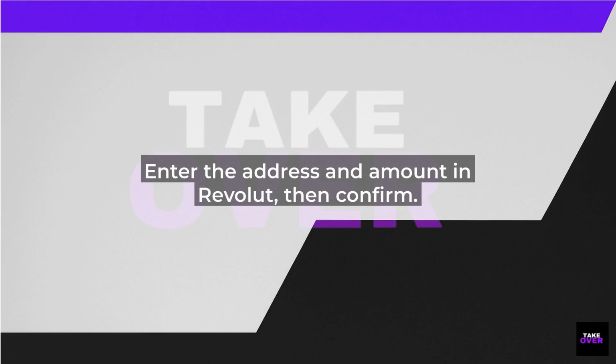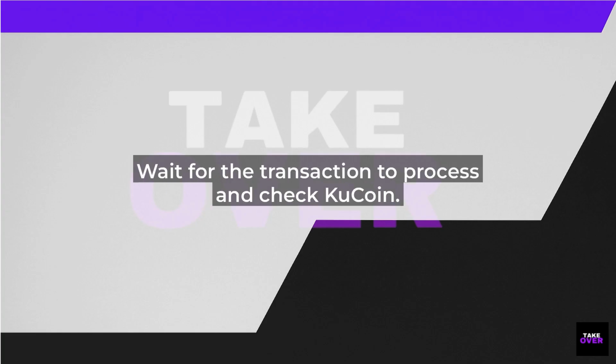Step 4. Wait for the transfer to process. This could take a few minutes to an hour, depending on the network. Once it's done, check your Kucoin account to confirm the XDC has arrived. If it doesn't show up, don't panic. Just verify the transaction on a blockchain explorer using the transaction ID.